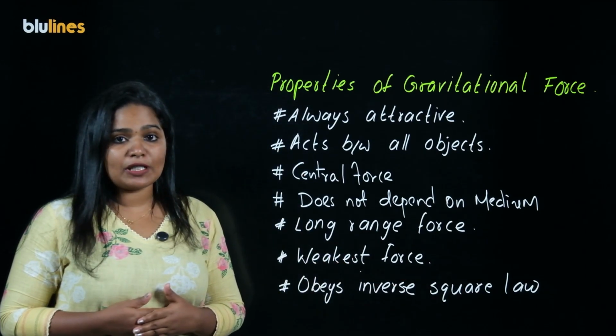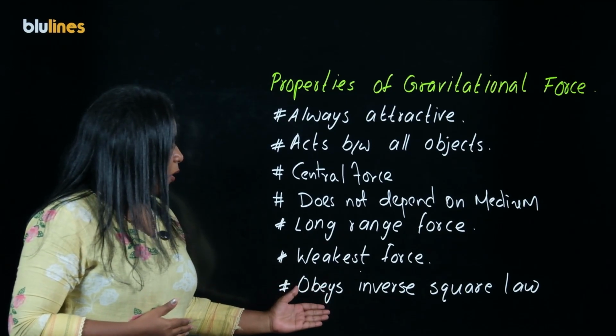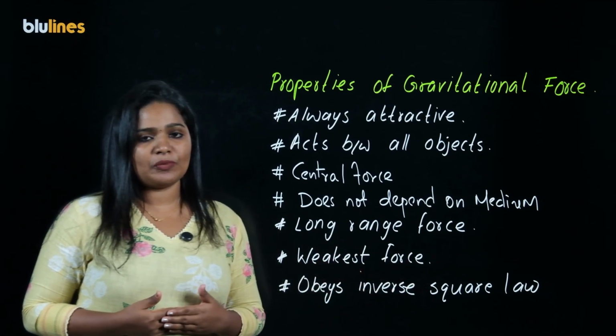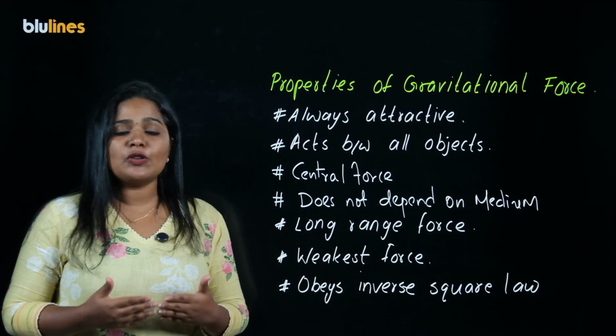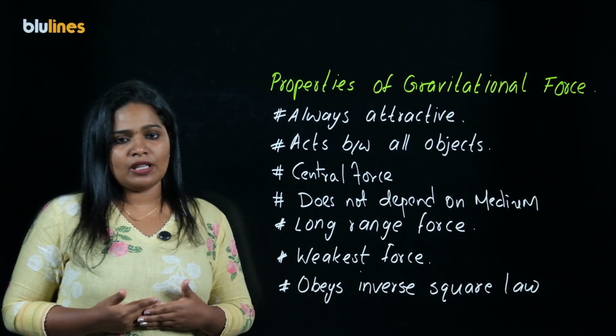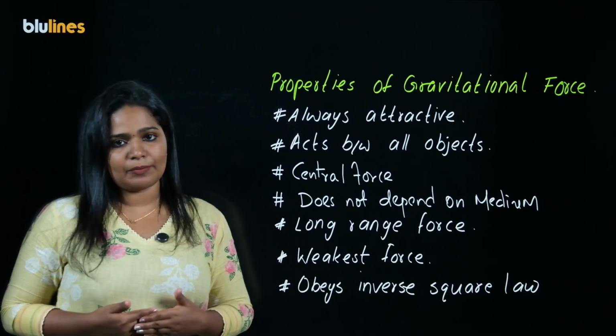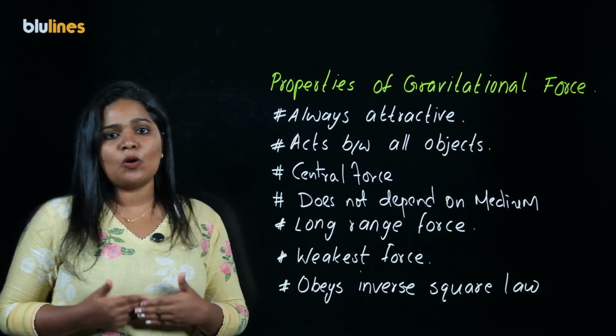We have discussed the properties of gravitational force, and the last one is very important to you. It obeys inverse square law. What is inverse square law? We know the force is directly proportional to 1 by r square. The dependence of force on distance like this is called inverse square dependence. And gravitational force obeys that.